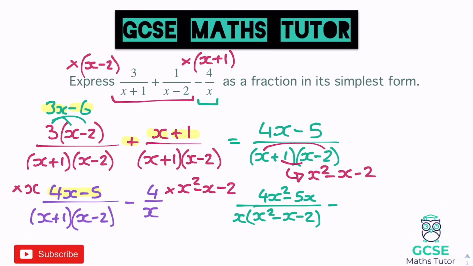So let's take away what we're going to take away on the right there. So we've got 4 lots of that quadratic. So that is 4x squared minus 4x minus 8. And again, that's all over this quadratic with the x on the outside as well. So we've got x squared minus x minus 2.